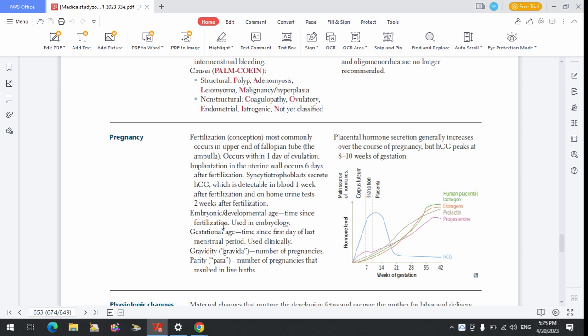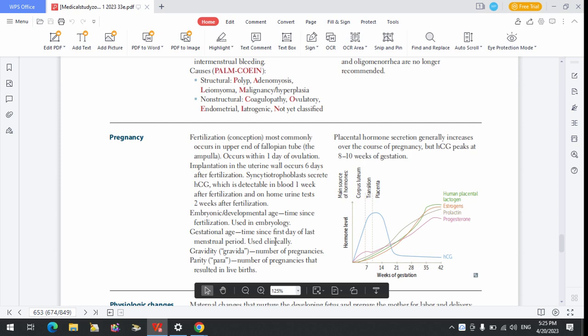Week 4, the fourth week, is an embryonic age, the embryonic period. By the fourth week of embryonic life the heart beats, the limbs are already forming, and by the end of the fourth week the neural tube has fused together. Gestational age, on the other hand, is the time from the first day of the last menstrual period.